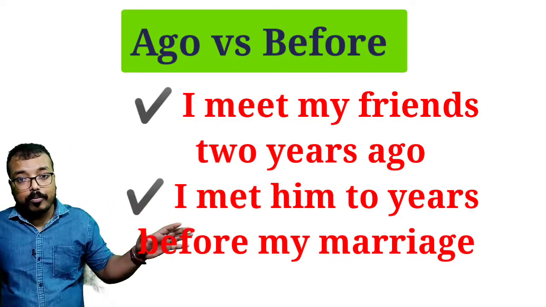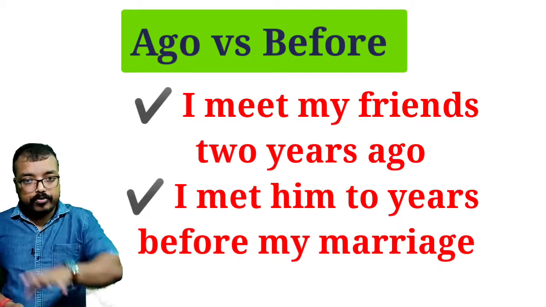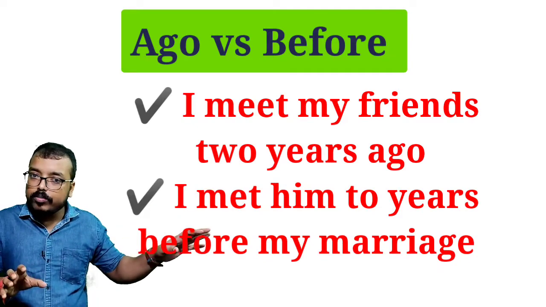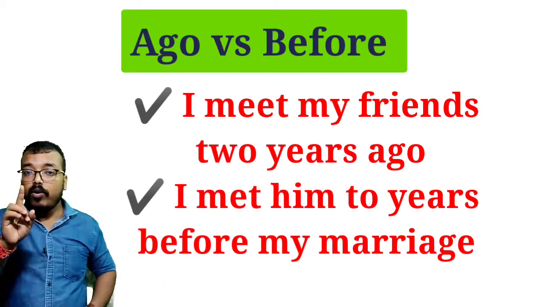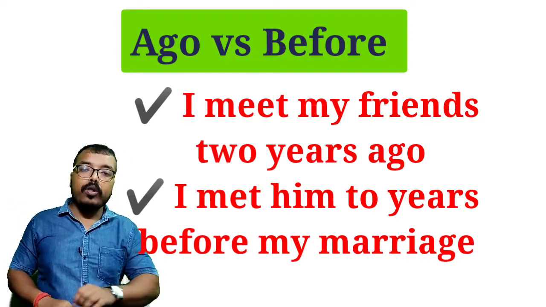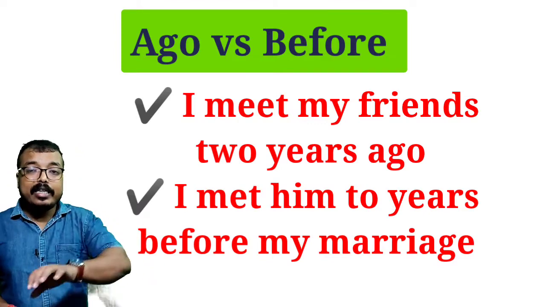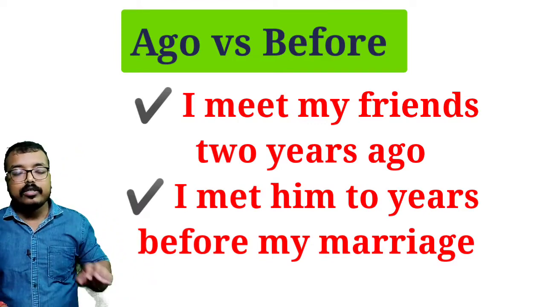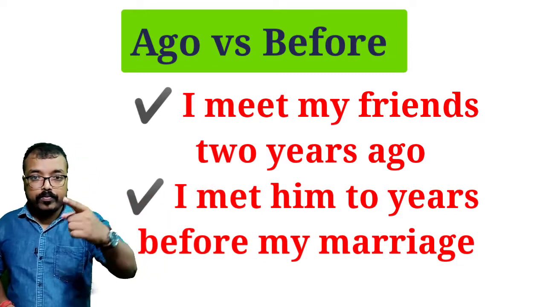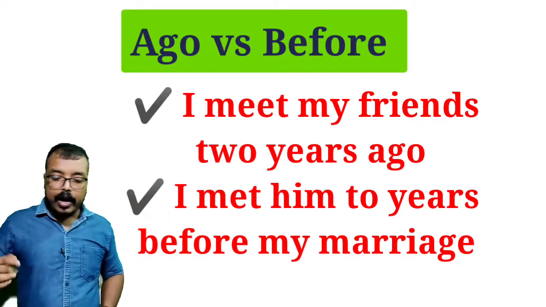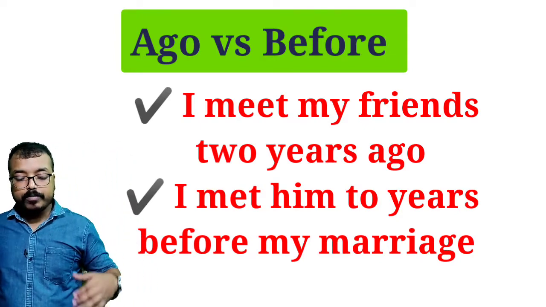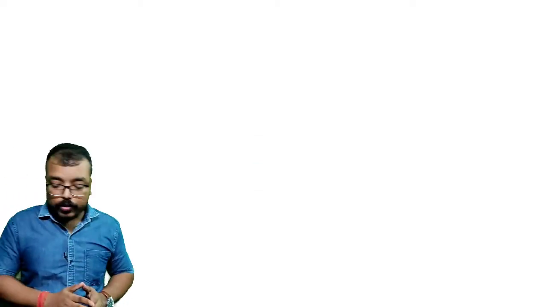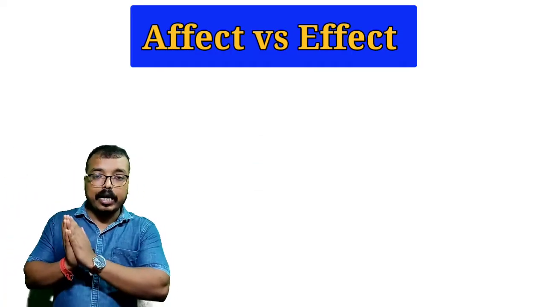So the comparison will be in before, between two incidents of the past, whereas in the case of ago there will be no comparison. That will be only in respect to present time. We just want to signify any incident that took place in the past. So the first answer will be, as I said, I met my friend 2 years ago, and the next one will be I met him 2 years before my marriage. Am I clear?